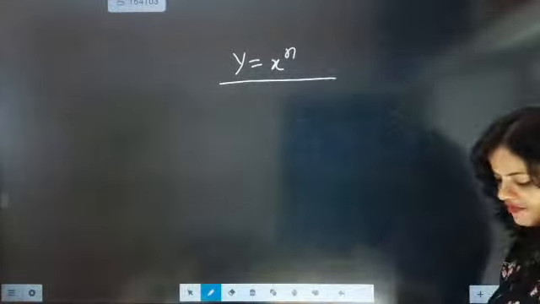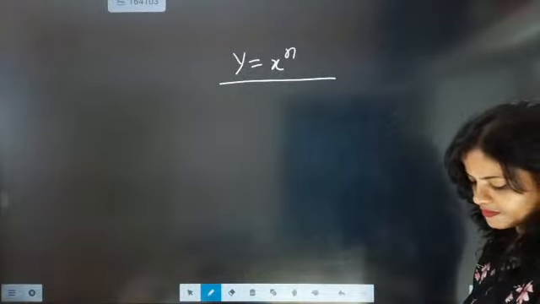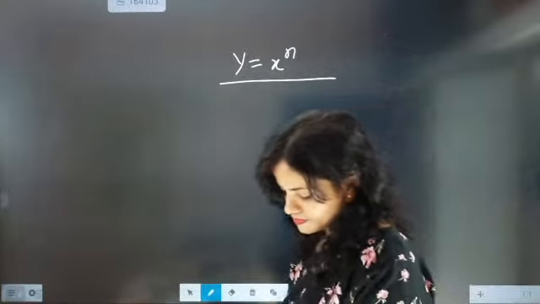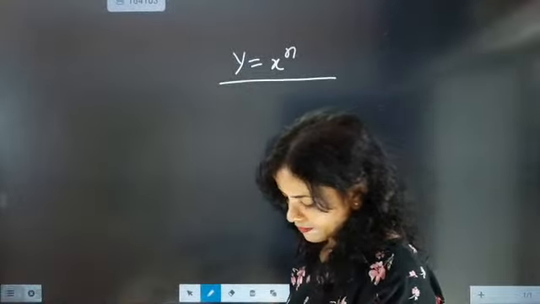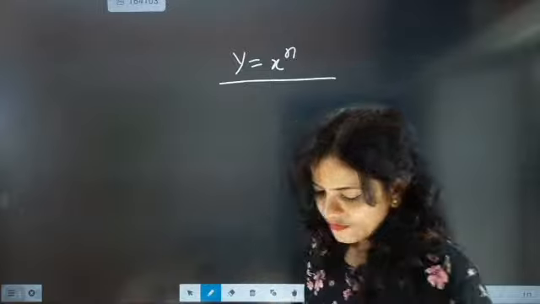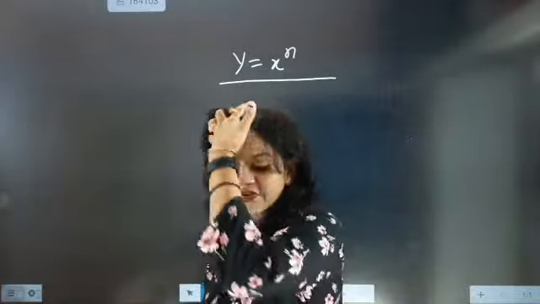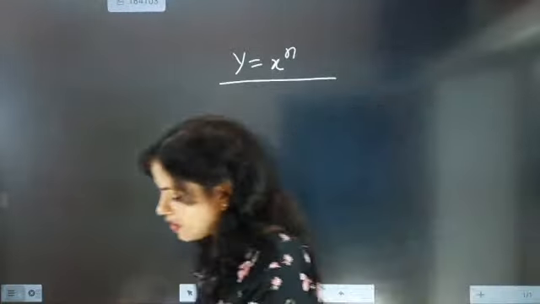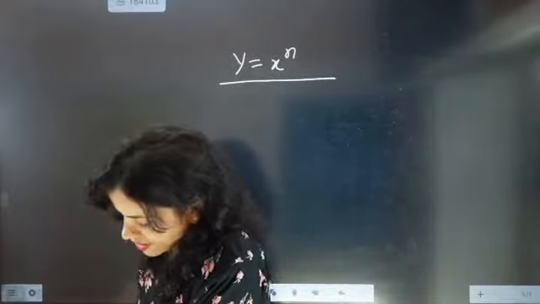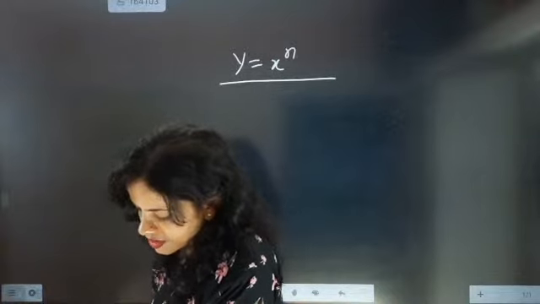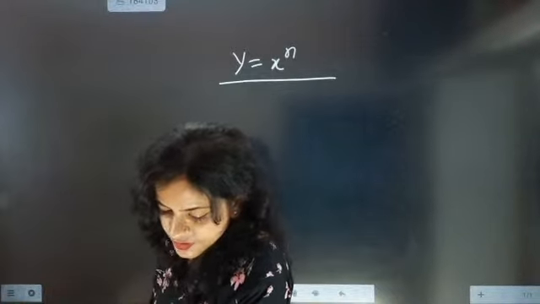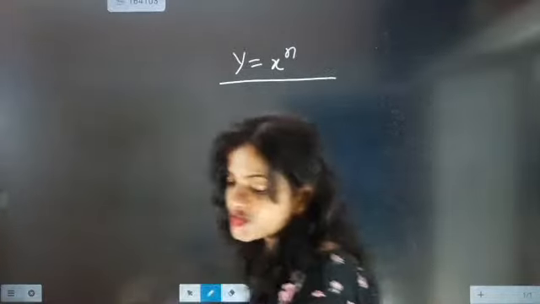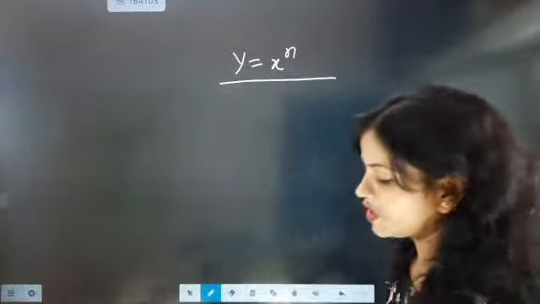You have to find the derivative of x to the power n. Very good, Saru. But by the first principle method, how are we going to do it? We are going to differentiate it using the first principle. How do we use the first principle? The first principle method is the same method that we have been using.